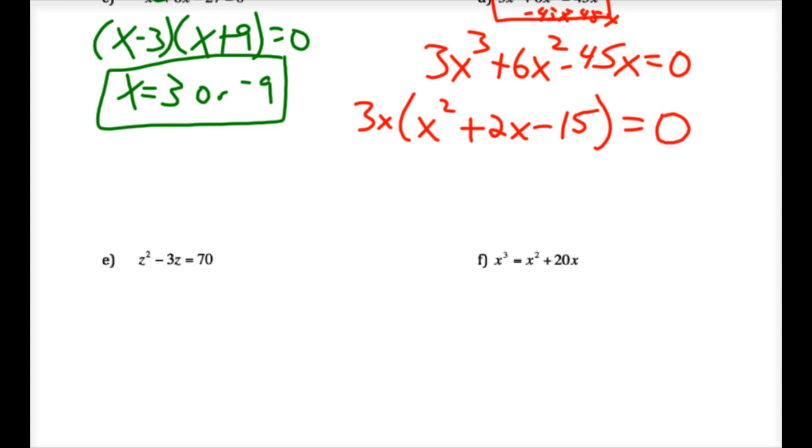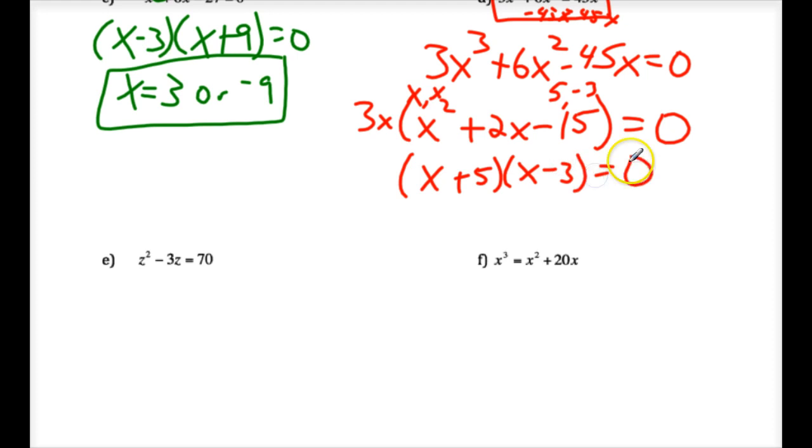Now, factor your trinomial. What are factors of negative 15 that make 2? 5 and negative 3. The 5 has to be positive because the middle term is positive. So it's x plus 5 times x minus 3. Don't forget your 3x in front.